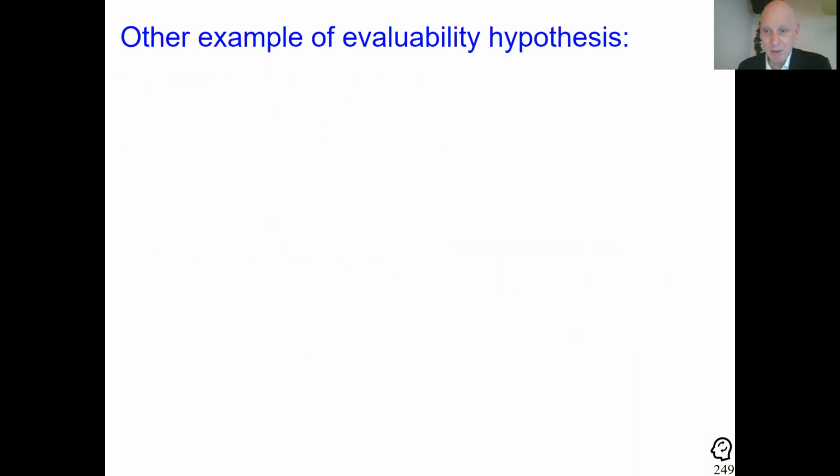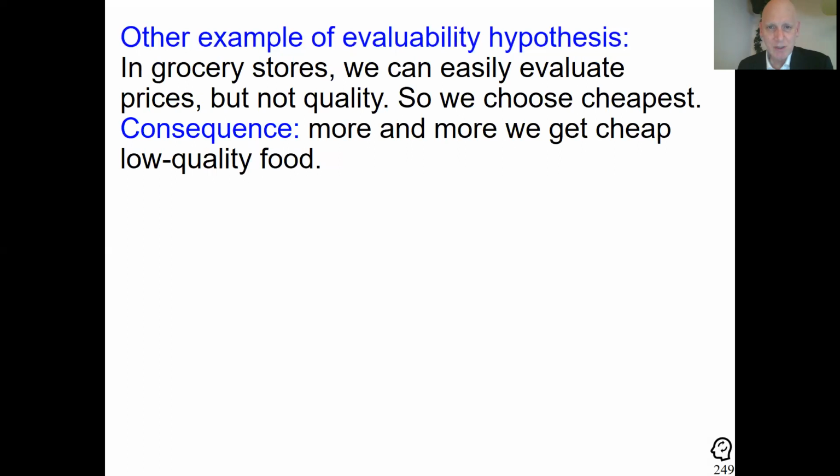Other examples of this evaluability hypothesis, because it's happening in many situations, especially in marketing, where people study these things a lot. For instance, in grocery stores, for many things we buy, especially food, it's quite easy to compare prices of things to each other. But comparing quality is much more difficult to see. So when people buy, they go almost exclusively by price.